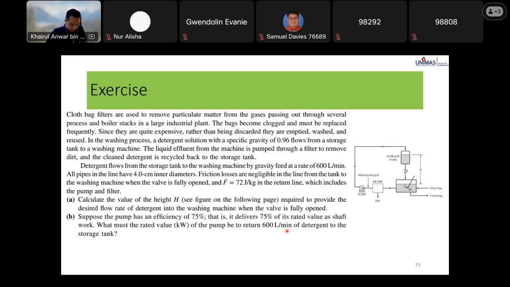Square. So 10,000 cm square, one meter square. Then 600 divided by... so 7 meter per minute. Salah. Liter kan. Liter cube.